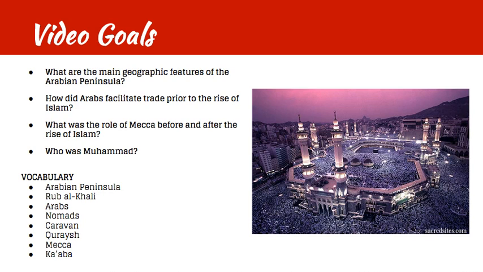Our main goals today: we want to see the main geographic features of the Arabian Peninsula and think about how they might have impacted the development of this great religion, how the Arabs facilitated trade prior to the rise of Islam, and thinking about where they are located and who they could have traded with. What was the role of Mecca before and after the rise of Islam? And some of that we'll tackle tomorrow. And then who was Muhammad? Make sure you get the vocabulary. There's quite a few terms here, so make sure you get it in your digital notebooks.